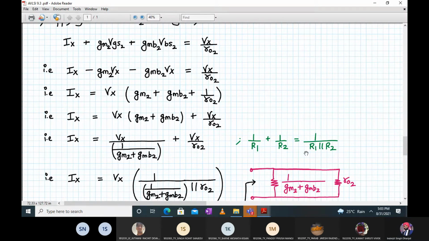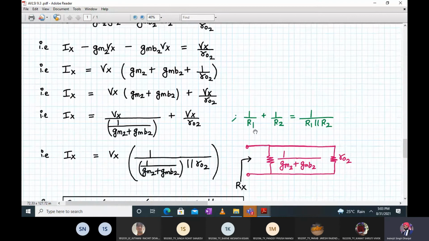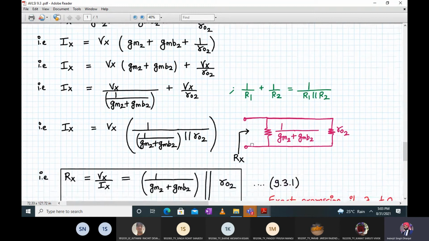Because if two resistances are in parallel, we can write 1 upon R1 plus 1 upon R2 is equal to 1 upon the parallel combination. Here the VX voltage is common, so these are the two resistances: one resistance is 1 upon GM2 plus GMB2, and the other resistance is RO2. You see the equivalence over here, right? So we take VX out and inside the bracket we write 1 upon GM2 plus GMB2 parallel to RO2. Are you following what I'm saying over here?